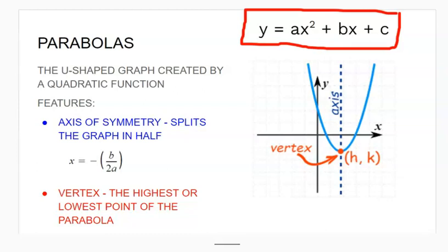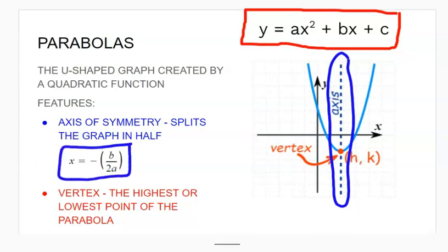And then we have our axis of symmetry. So that axis of symmetry splits that graph in half. We've identified that. And now we are going to calculate that using an equation. The equation for that is x equals the opposite of b over 2a. So you have your b and your a. We're going to use those numbers to calculate that axis of symmetry. And then vertex is still that highest or lowest point.